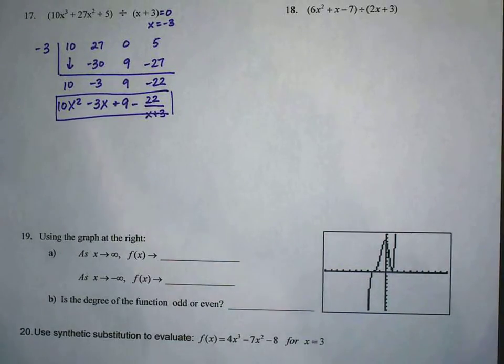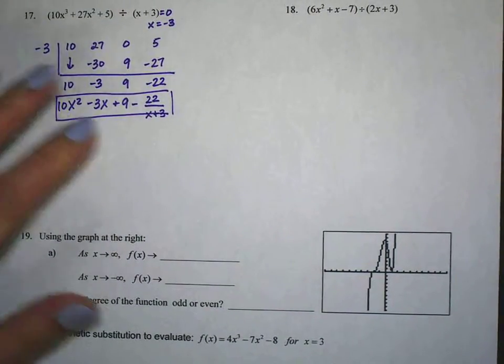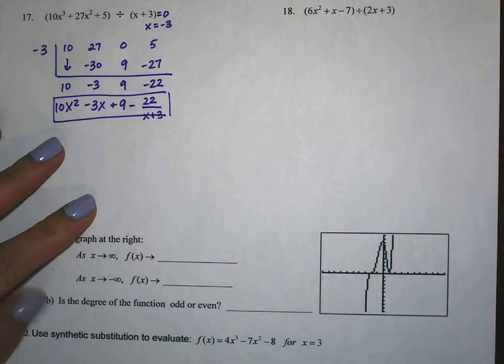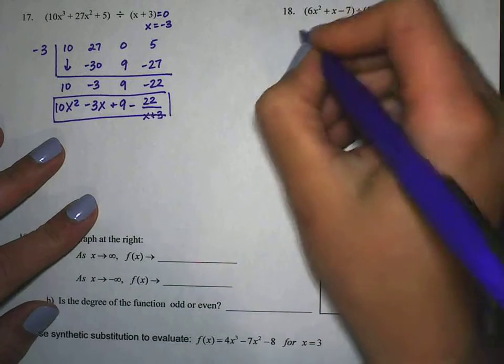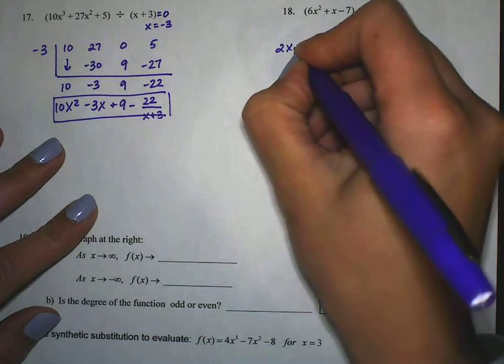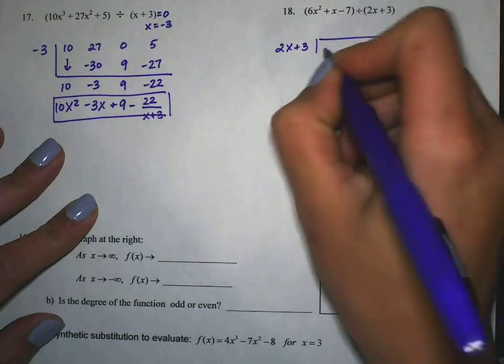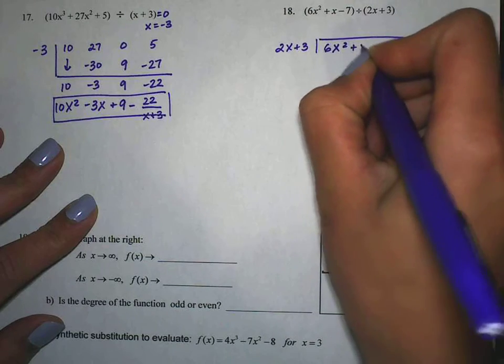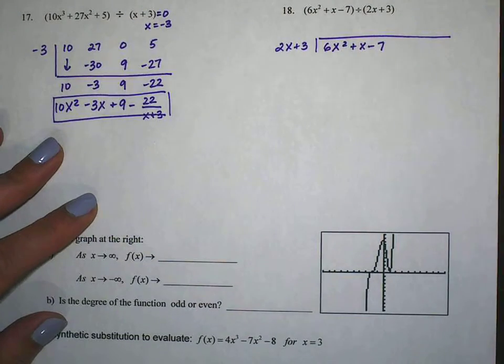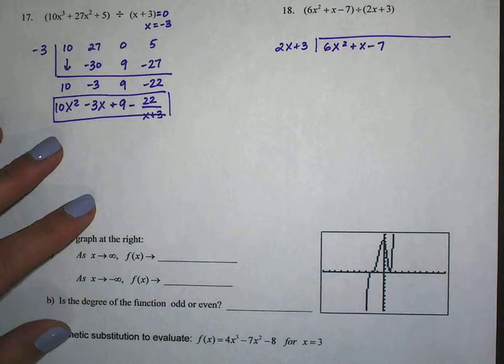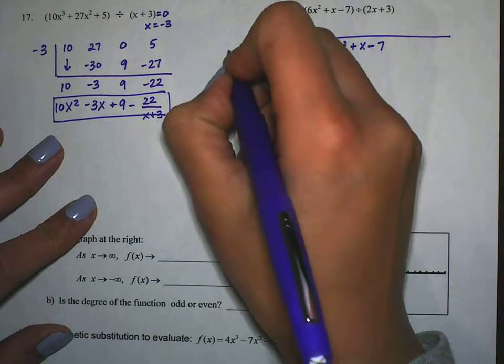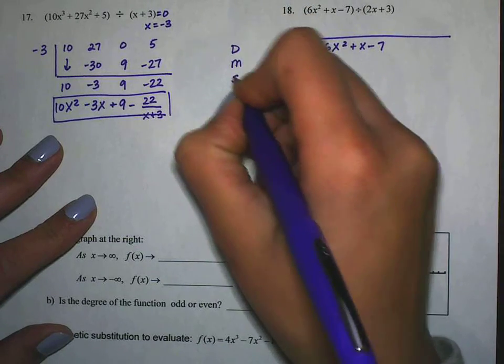Number 18 is a little bit different. We are dividing by 2x plus 3, not just x plus 3. So what we actually have to do is use long division here. So we're going to do 2x plus 3 on the outside. This is already in standard form. It's not missing anything, so I'm going to put 6x squared plus x minus 7. Remember with number 18, with long division, you're going to keep it in the family. So dad, mom, sister, brother.